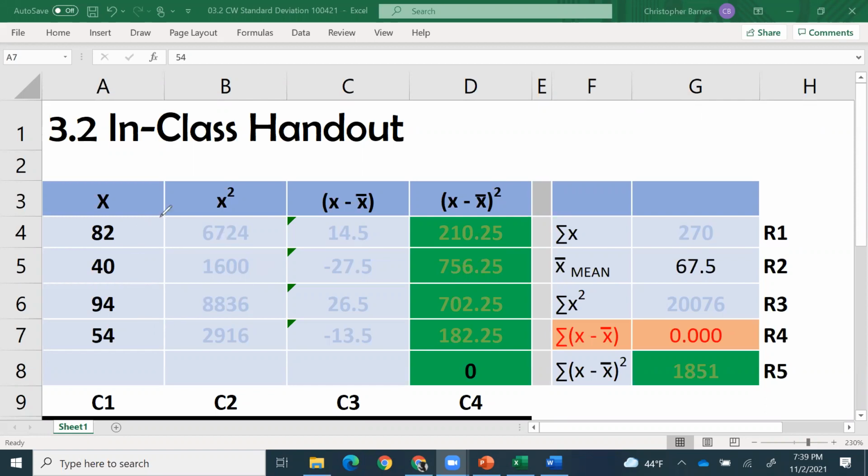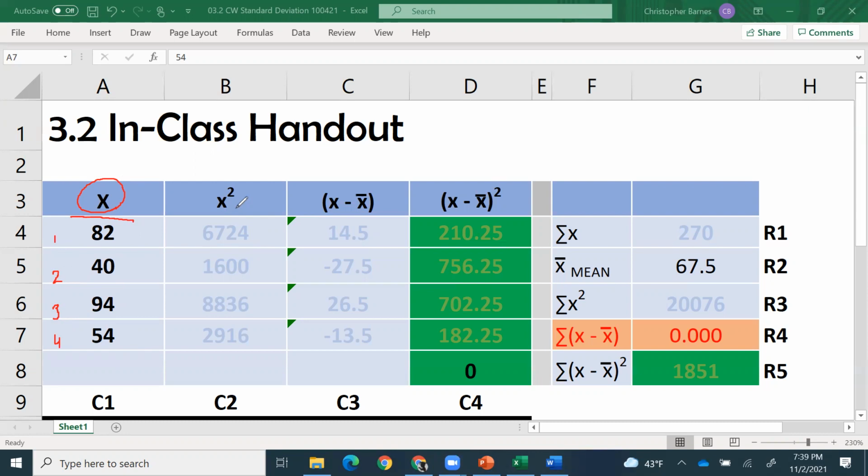Now, I keep talking about how we have to make sure that we understand the notation. The most important thing for this notation right here is that we understand what X is. X is what we refer to as an array. And the values in that array are these right here. The first value is 82. The second one is 40. The third one is 94. And the fourth one is 54. So X is an array, and these are the values in that array.